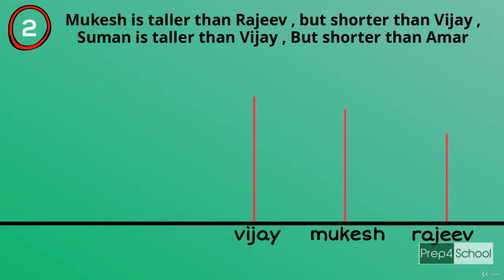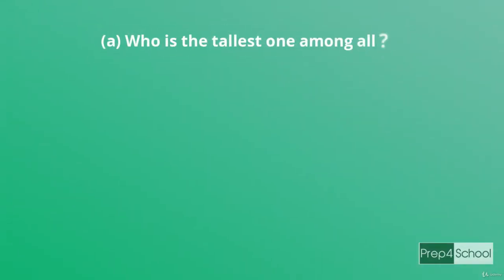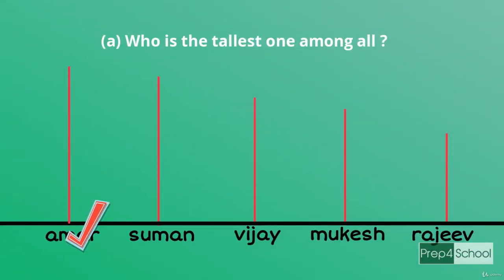Let's take the next sentence. Suman is taller than Vijay. So Suman has more height than Vijay, and it will come like this. And Suman is shorter than Amar, so Amar has more height than Suman. We can draw it like this. Let's take the first question. Who is the tallest? From the diagram, Amar is the tallest one among all.